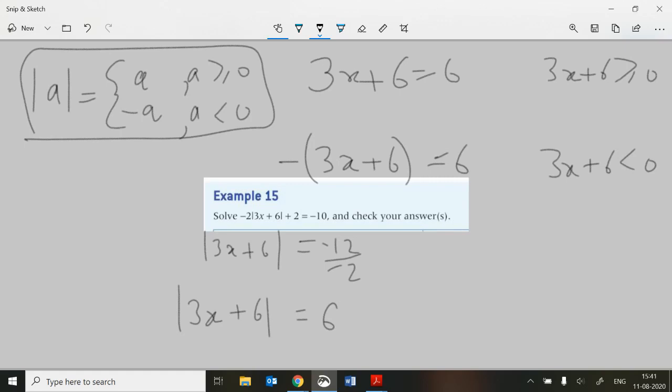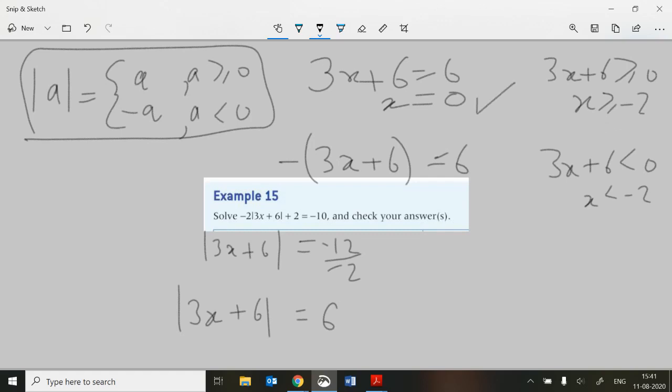So if we solve those ones, we're going to get x is greater than or equal to -2, and obviously this one needs to be x is less than -2. You can say less than or equal to -2. It's going to be the same at that point. Okay, so if we solve the first one, we get x is equal to 0. 0 is greater than or equal to -2, so that's good.